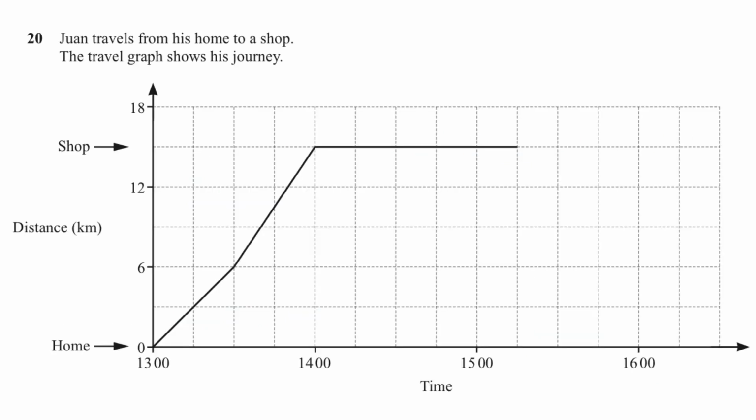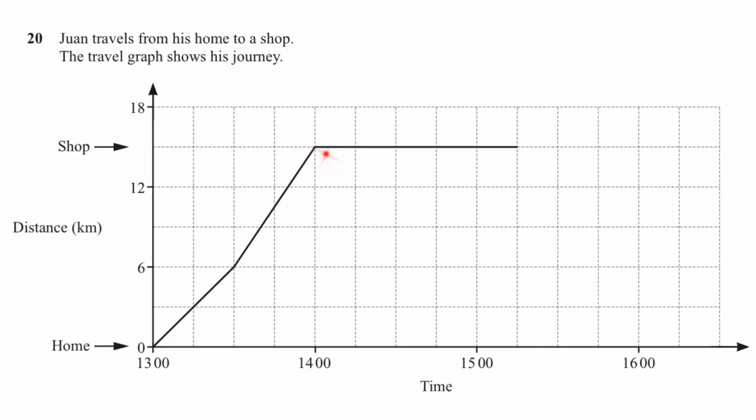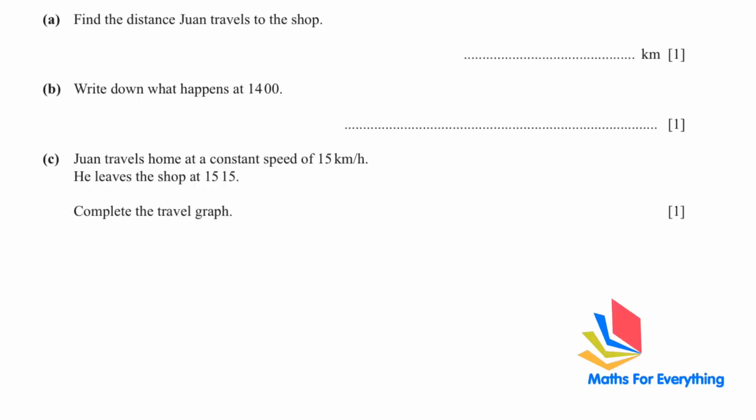Question number 20. Joanne travels from his home to a shop. The travel graph shows his journey. This is the distance and this is the time. Let's read the question. Find the distance Joanne travels to the shop. The shop is here. This is 0 and 6 and 12. So each square we can understand is 3, 6, 9. So this will be 15. The distance is 15 kilometers.